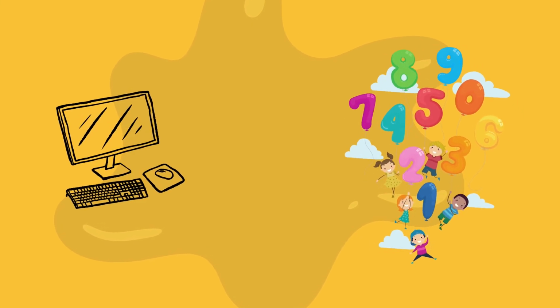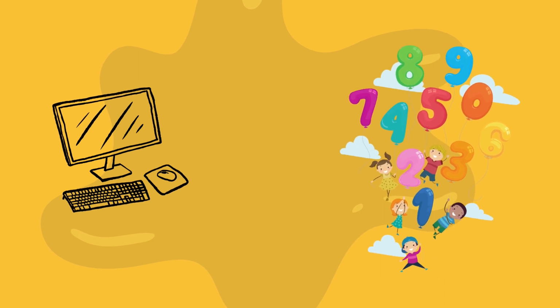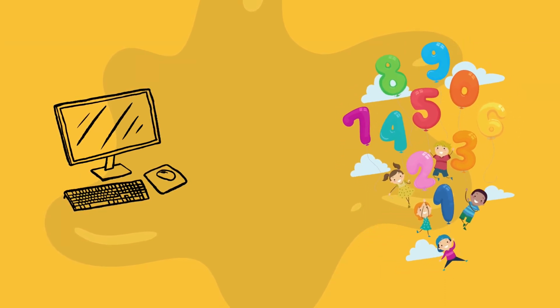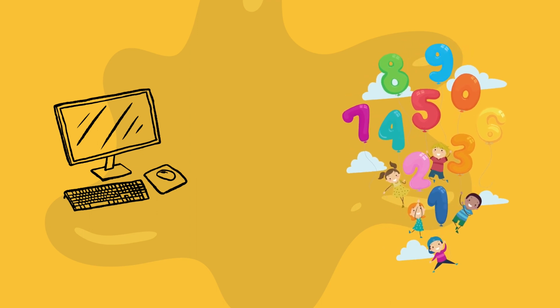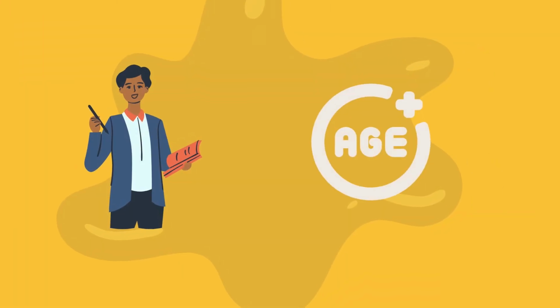Likewise, when you wish to save data on a computer, much like putting things in a container, you must specify what kind of data you plan to store in that computer container. When you need to store whole numbers, you should use a container of type int, such as for someone's age.